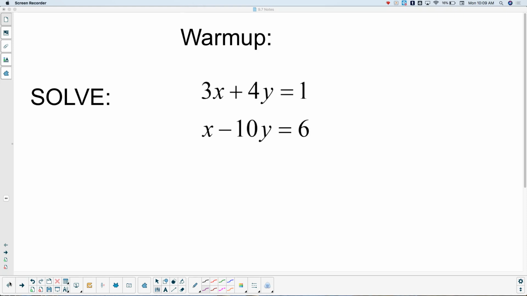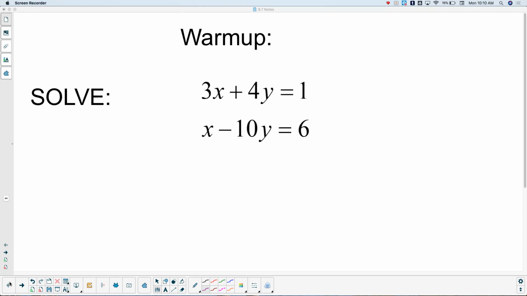So, thinking back to Algebra 1, what are some of the ways that we know how to solve this system of equations? Elimination's one of them. Substitution's one of them. There's one more. While we're thinking about that one more, graphing would be the other one. Yep. Okay, so those are the three ways that we know how to solve it.